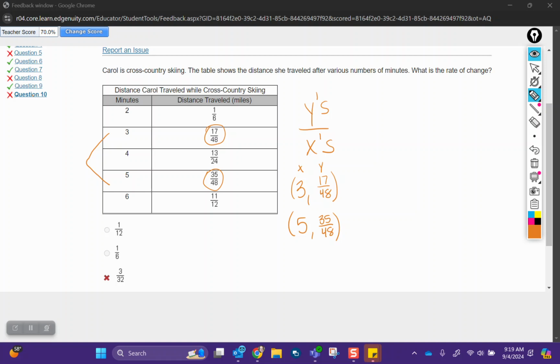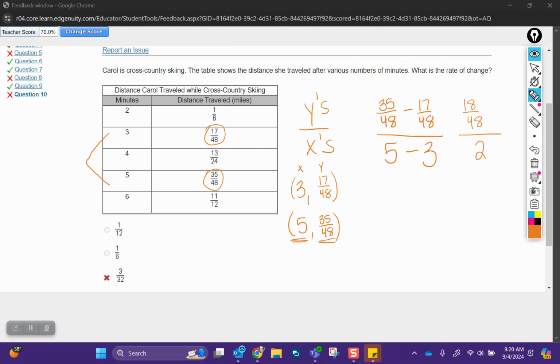Now, does order matter? It does, and I have to stay consistent. So if I'm going to subtract 35/48 minus 17/48, I'm putting that on top. Because I started here with the 35/48, when I subtract on the bottom, I also have to start with 5. 5 minus 3. So on top, we're going to do 35/48 minus 17/48. 35 minus 17, I already have a common denominator, so I just subtract the numerators. That gives me 18/48, all over 5 minus 3 is 2.